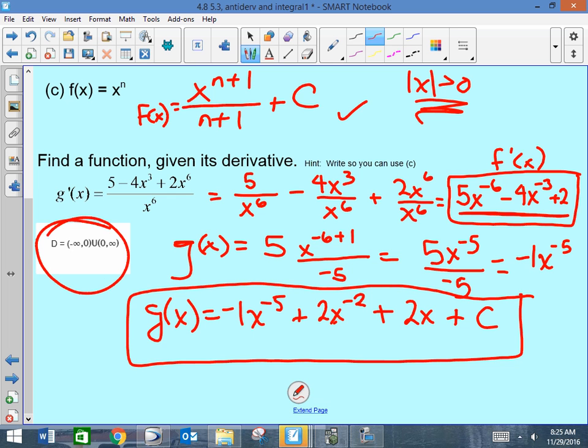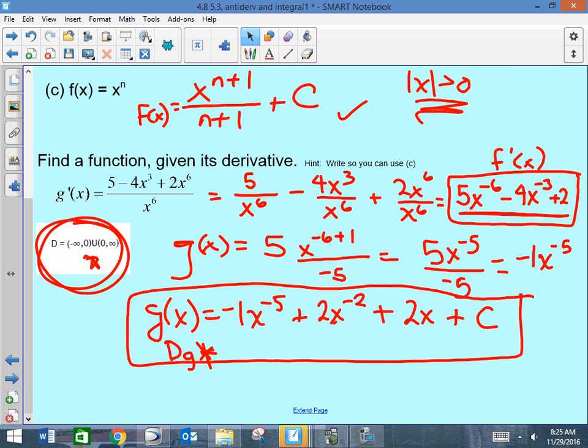What is this all about? Why is that there? It says the domain is from -infinity to 0 and 0 to infinity. Why did I have to talk about that? There's a denominator, so x cannot be 0. You don't have to really worry about that. That still exists for this too. Any questions about that? All right.